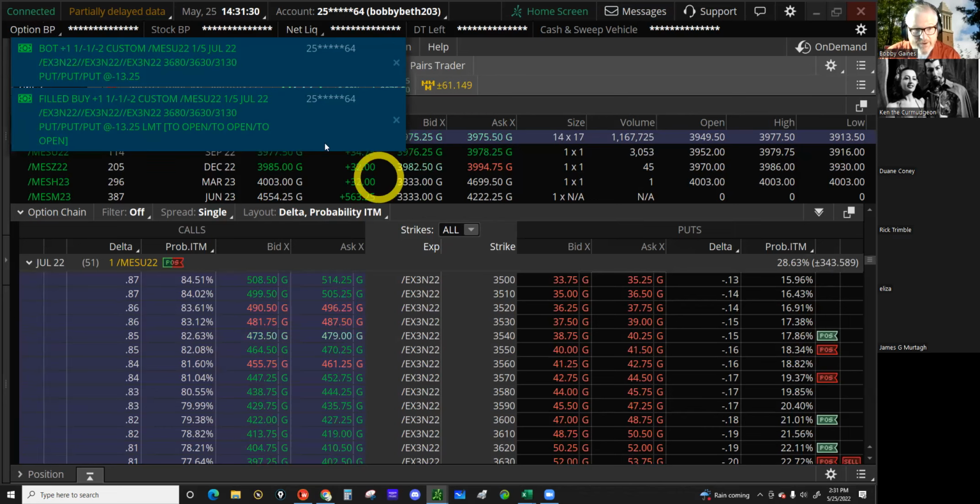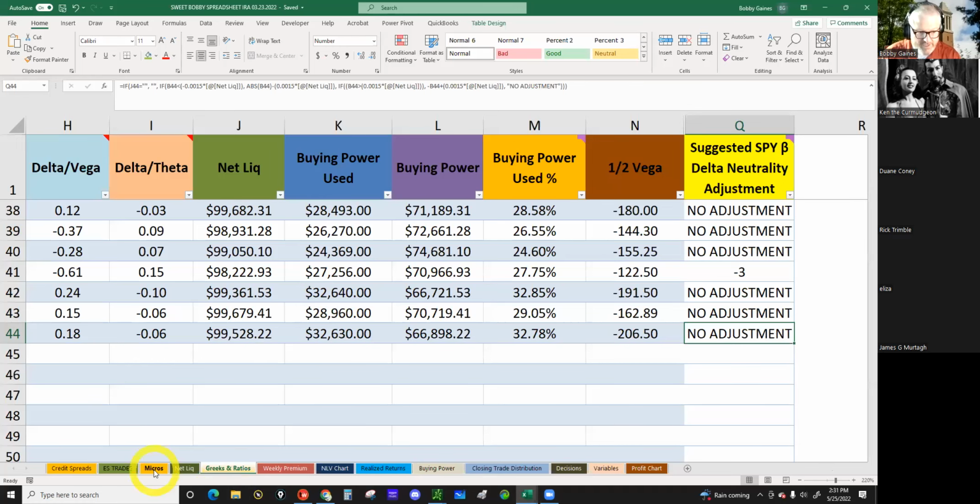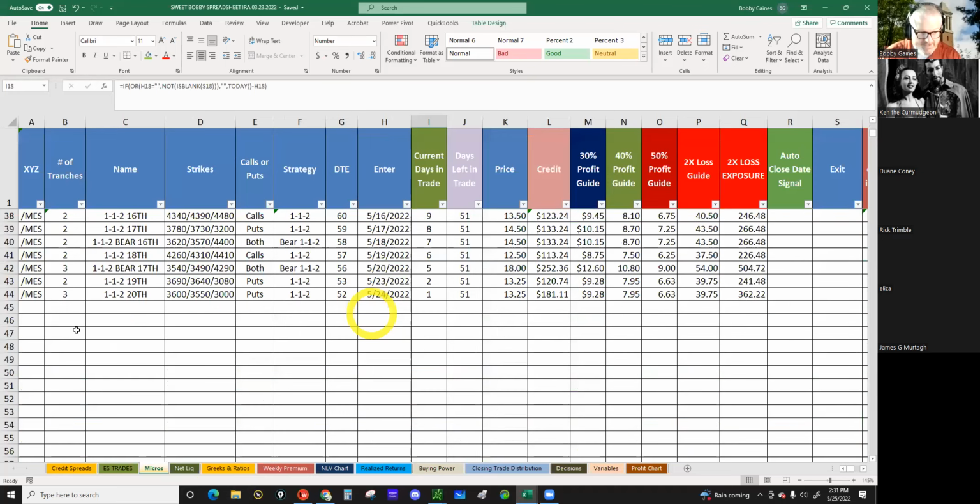There we go. We got 3 of them on. All right, so let's go put them in the spreadsheet. So we've got the macros page. We're doing 3 tranches now. We're big money, y'all. That's who we are.